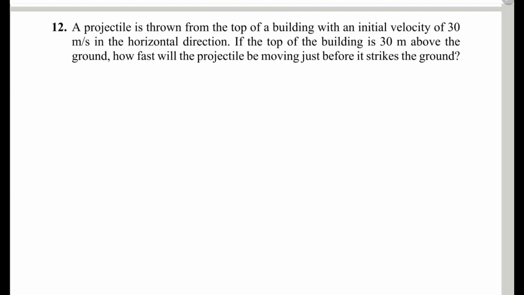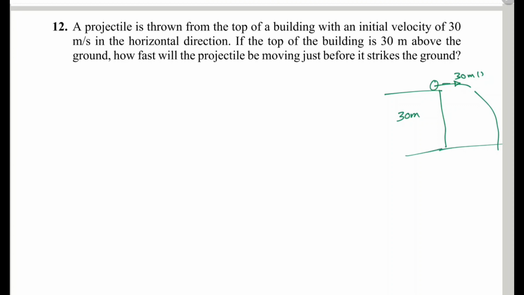A projectile is thrown from the top of a building with an initial velocity 30 meters per second in the horizontal direction. If the top of the building is 30 meters above the ground, how fast will the projectile be moving just before it strikes the ground? So let's draw the situation here. Here's the cliff or the building. It was 30-meter height, and the ball is horizontally fired with 30 meters per second, and it hits the ground right here.